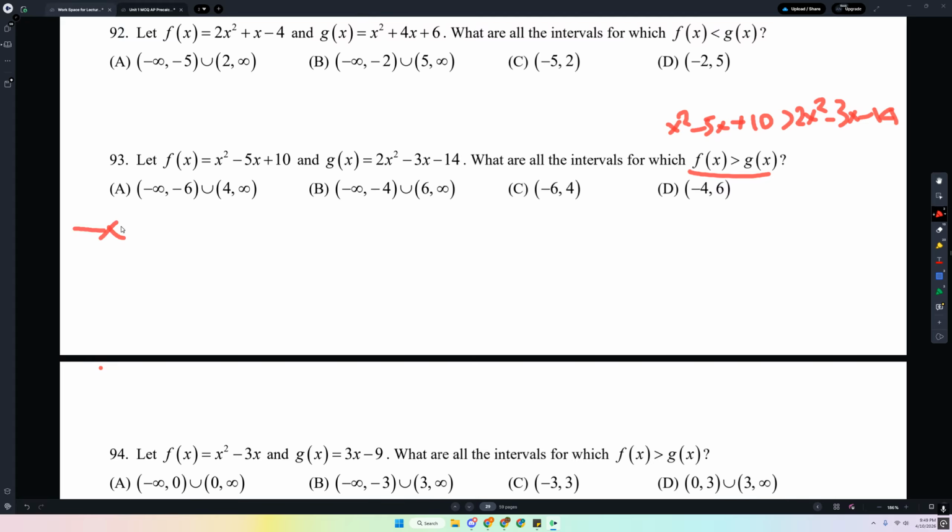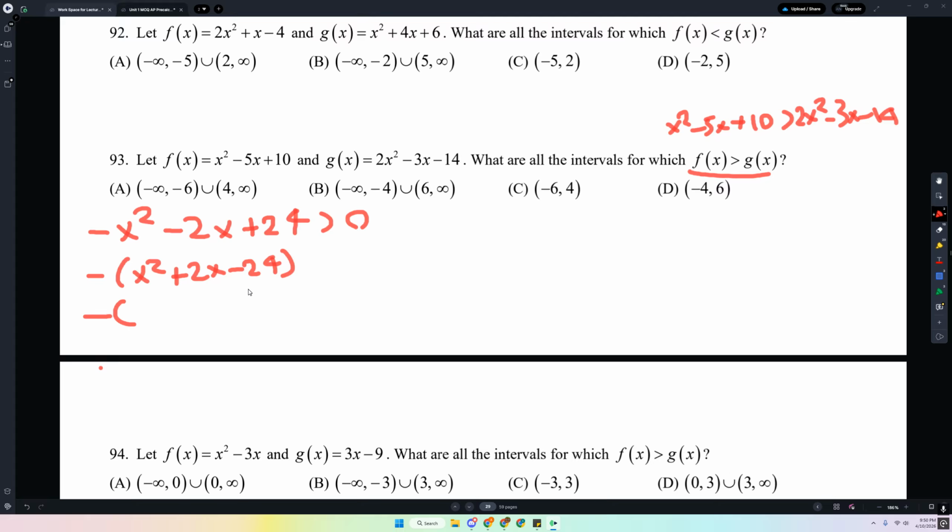So we have negative x squared minus 2x plus 24, which is greater than 0. Then we're going to factor out the negative. So we're going to do negative of x squared plus 2x minus 24.